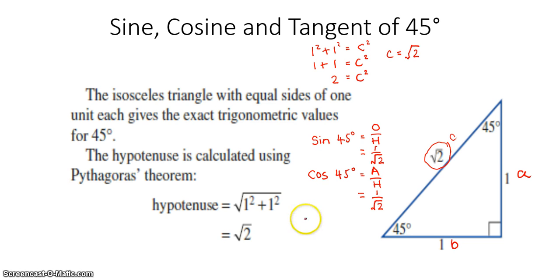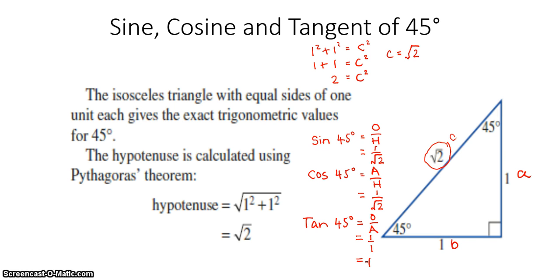Finally, let's look at tan. We know that tan of any angle is equal to the opposite side over the adjacent side. In this triangle, if we use this angle down here, we can see that the opposite side is 1 and the adjacent side is 1. So tan of 45 degrees will be equal to 1 over 1, which is equal to 1.